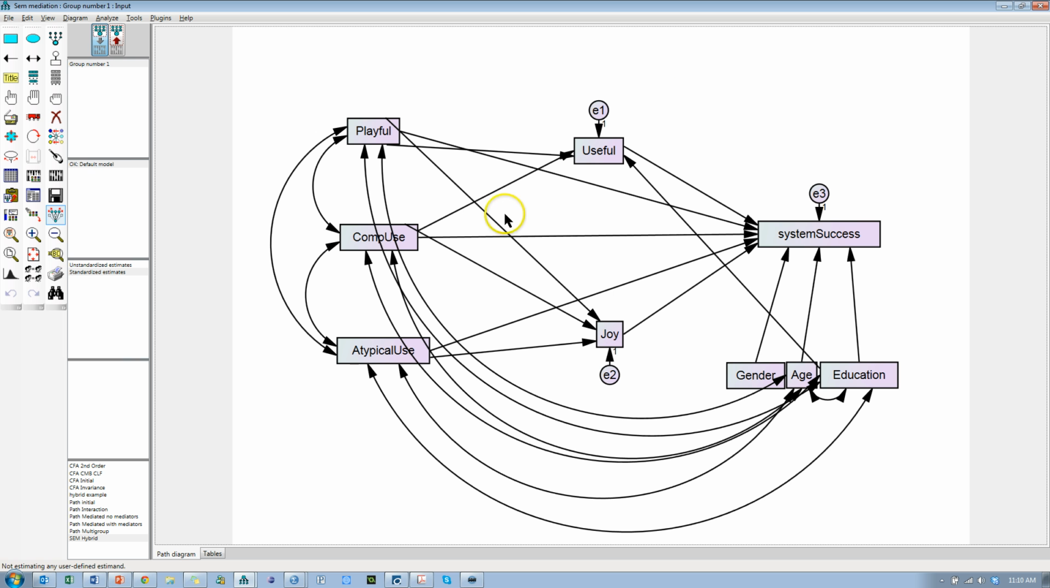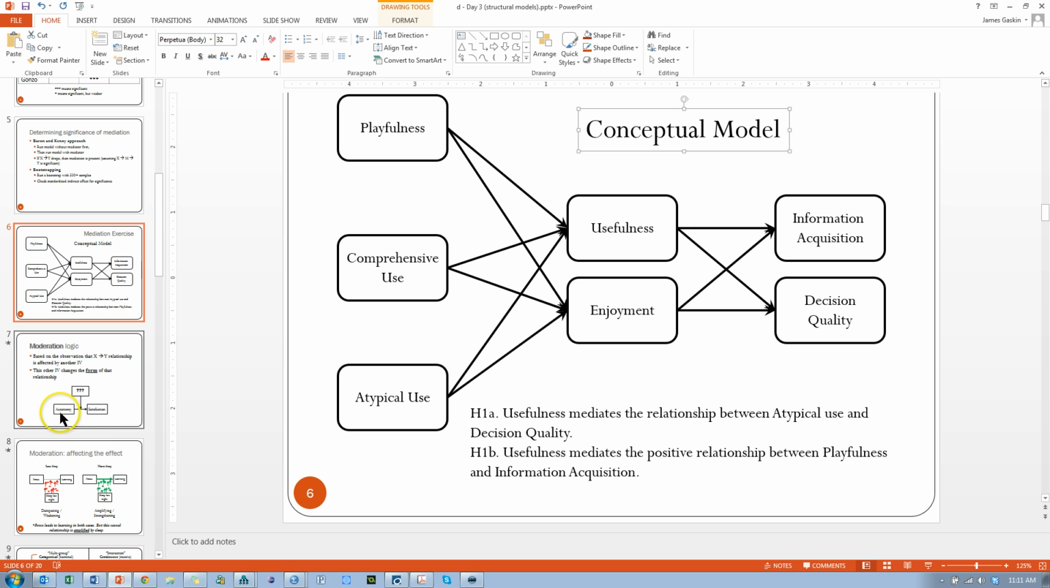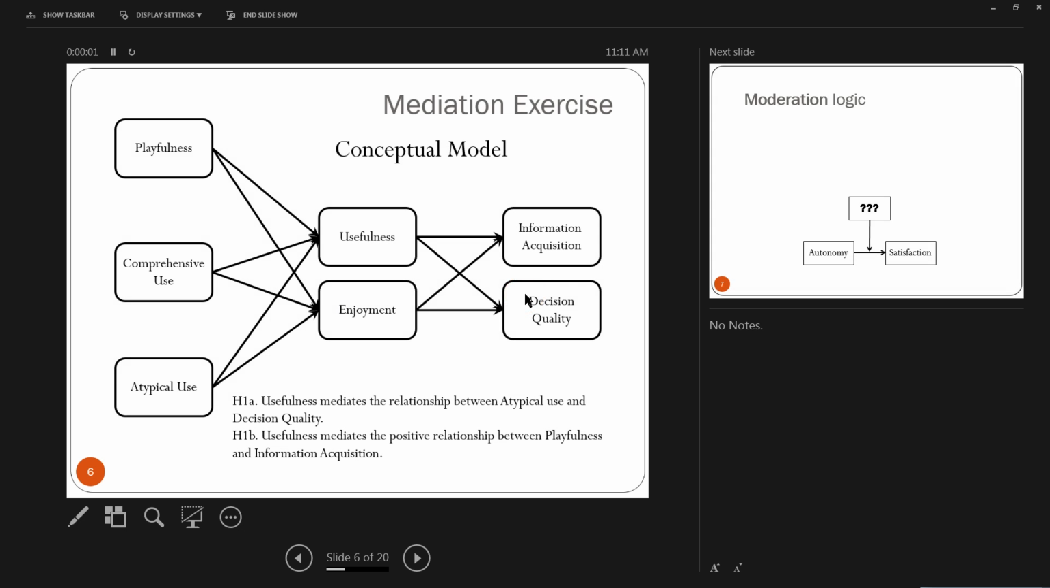Okay, moving on. For real. That's mediation. Boom. Mediation is probably the most complicated concept in SEM. So if you can get that, if you can think through it logically, set up support for your hypotheses for that, and test it, you are an SEM ninja.